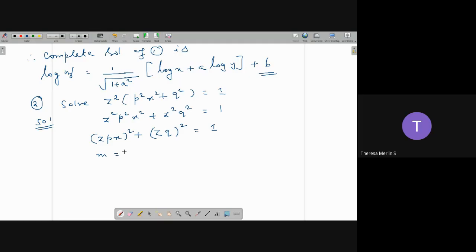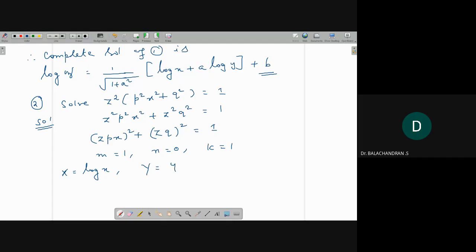m is equal to 1, n is equal to 0, because y is not here, so y power 0. k is equal to 1. Actually, z p x is one group and z q y power 0 is the other, that is the meaning here. So if m is 1, then what is capital X? Capital X is log of small x. If n is equal to 0, then what is capital Y?